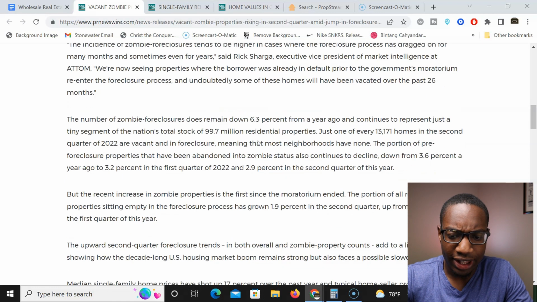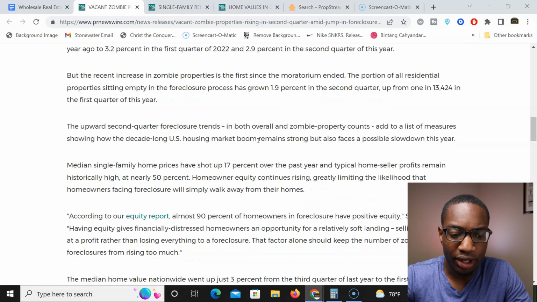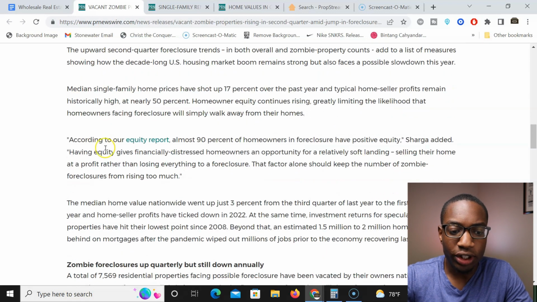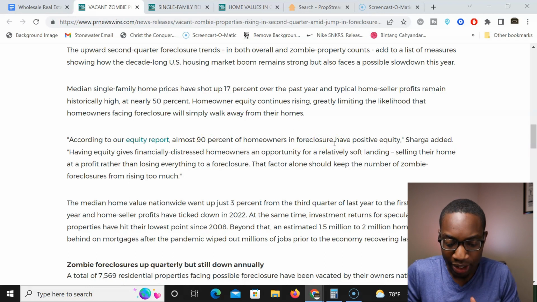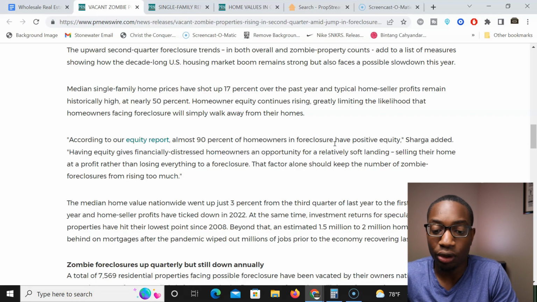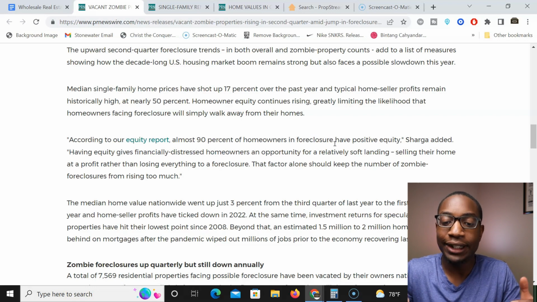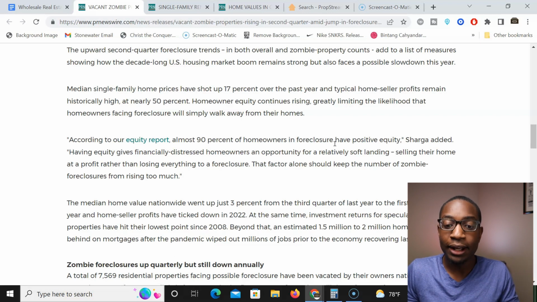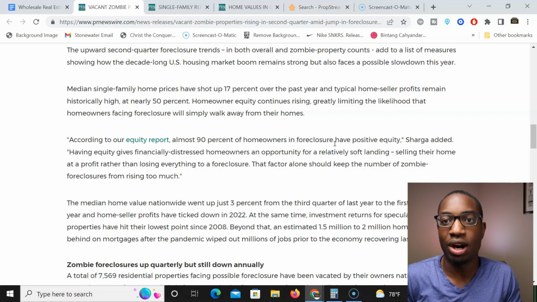Another interesting thing that I found in this article is that, according to our equity report, almost 90% of homeowners in foreclosures have positive equity, right? This is interesting because now you have property owners who are probably in the pre-foreclosure stage, so you can go after them, but they may be more willing to sell to you as opposed to the bank, because they can receive money since they have equity in this property, right?